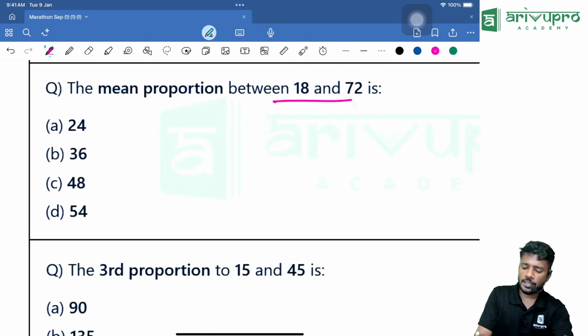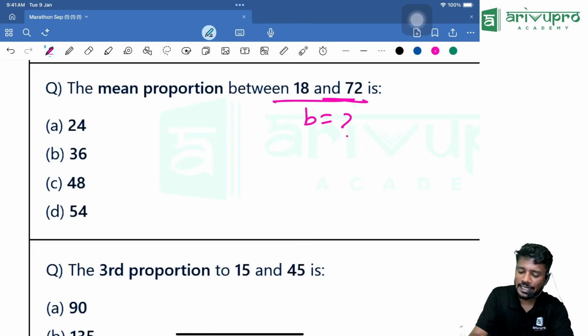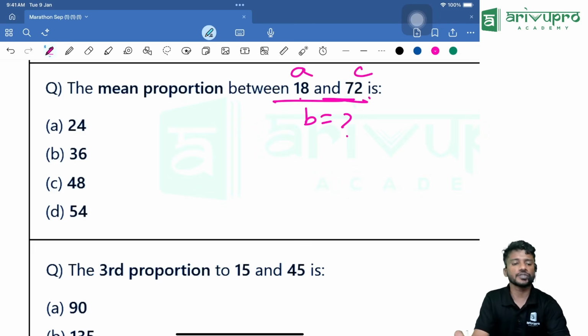The mean proportional between 18 and 72 is what? They are asking for the B value. Then 18 and 72 will be what? The A and C values. Okay.